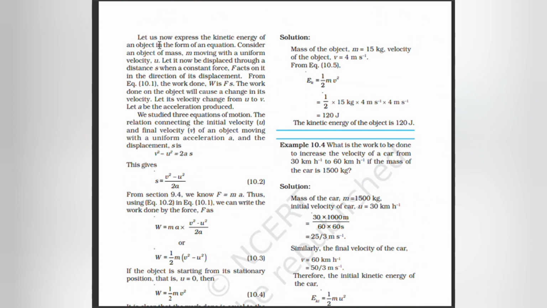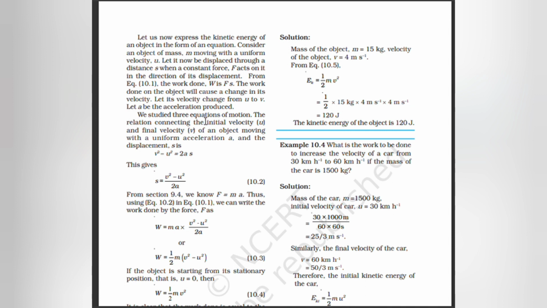Let us now express the kinetic energy of an object in the form of an equation. Consider an object of mass m moving with a uniform velocity u. Let it now be displaced through a distance s with a constant force F acting in the direction of displacement. The work done, W, is Fs. The work done on the object will cause a change in its velocity. Let its velocity change from u to v. Let a be the acceleration produced.